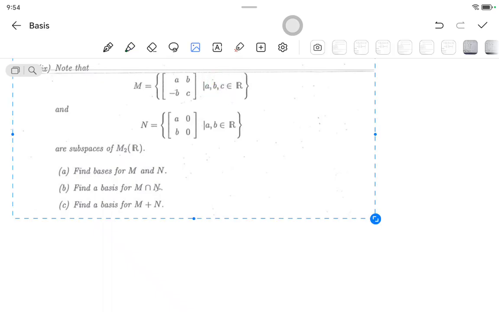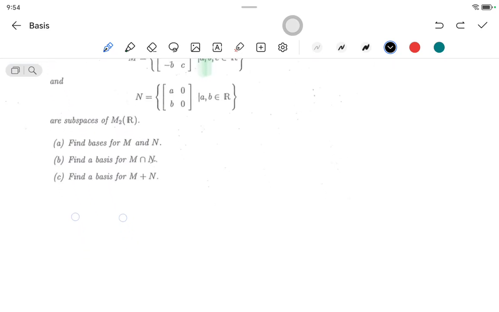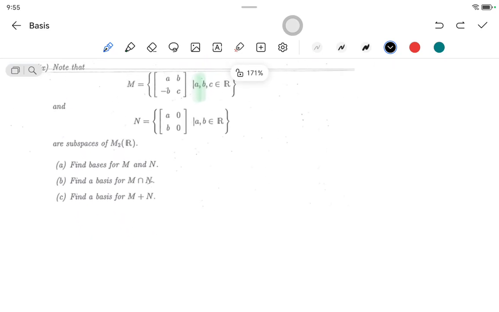So what you should note is this. When we check, we see that we're given A, B, C. Since we're looking for the basis for M and N, those unknown variables will tell us how many bases we have already. So we have three unknown variables, so we're going to have three bases. For me to find the basis there, I can take A, B minus B, C.